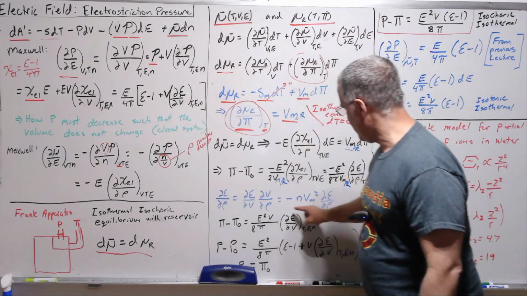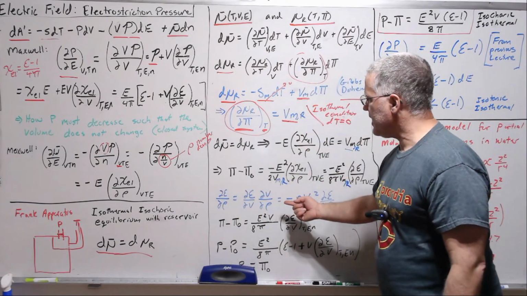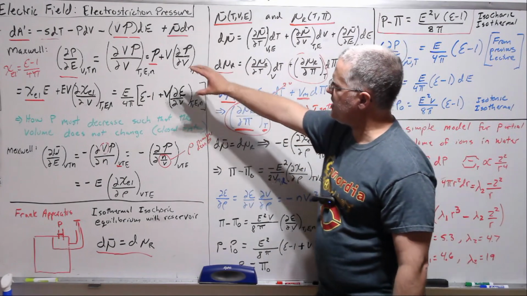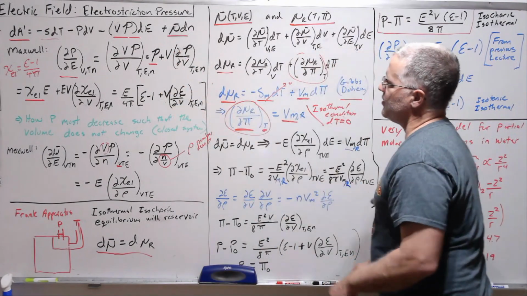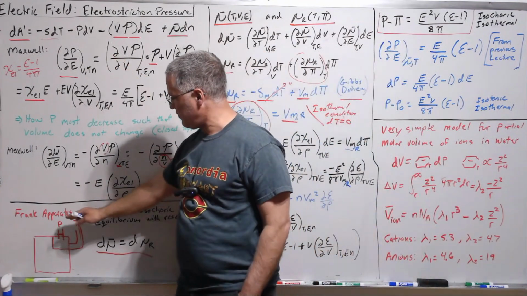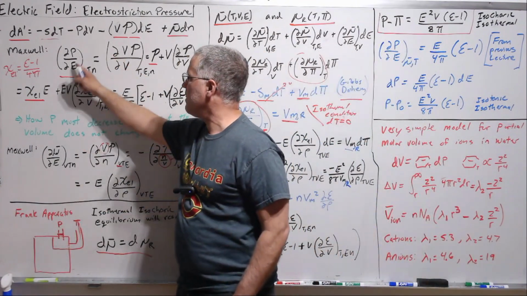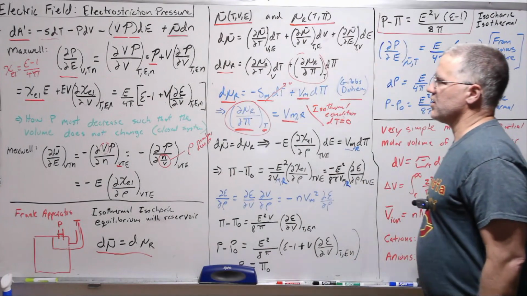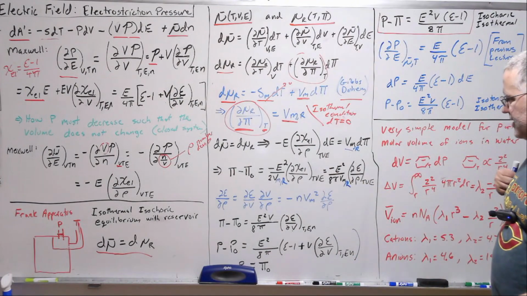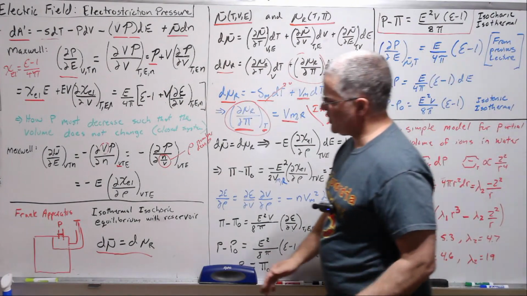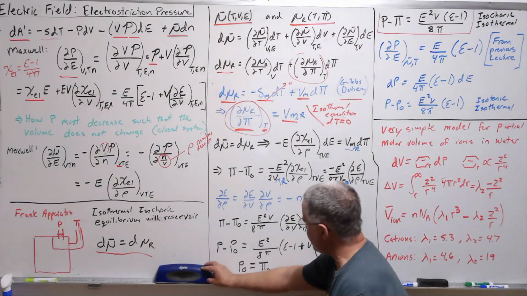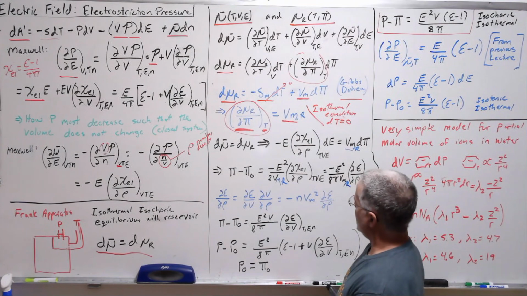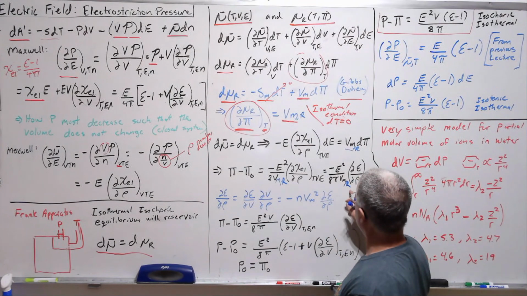So we've got a relationship now, but we want to compare back to this relationship that we've got over here. So this is the pressure change. This is if we allowed the pressure to change here under isothermal isochoric conditions. Well, the pressure does change under isothermal isochoric conditions. So let's look at this.